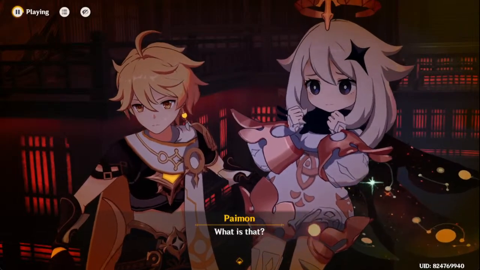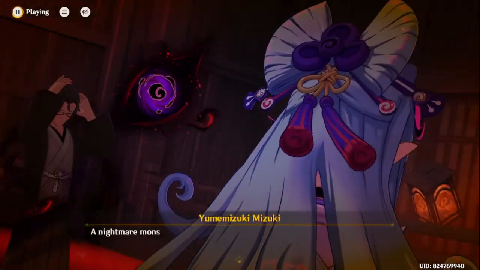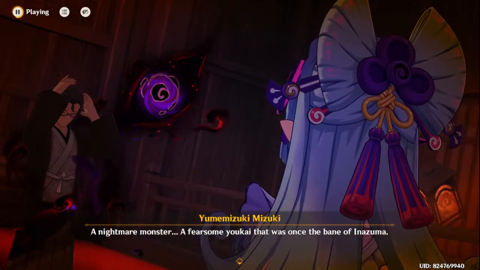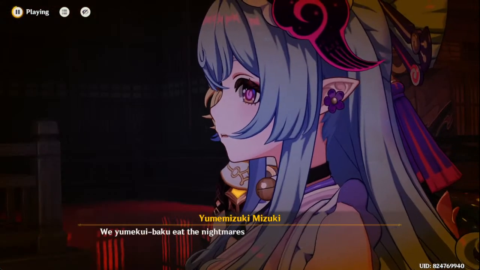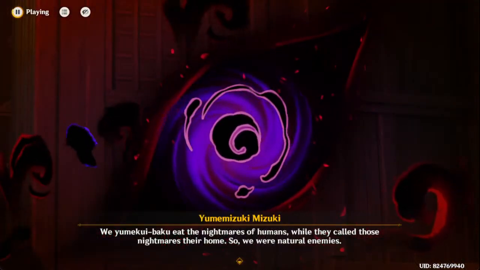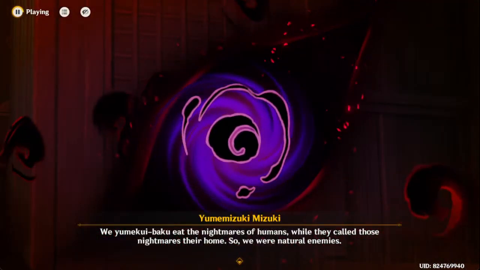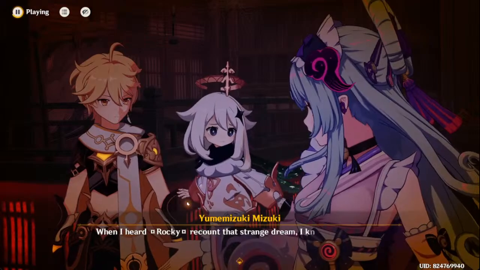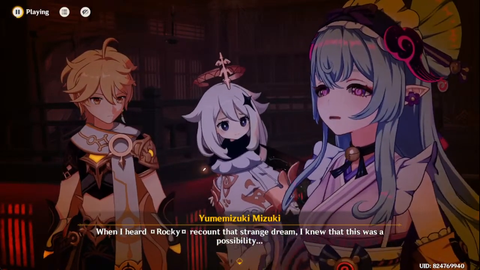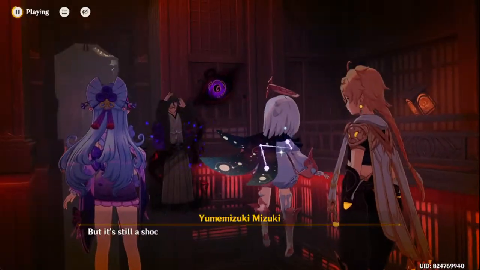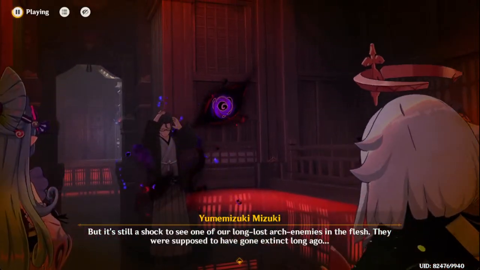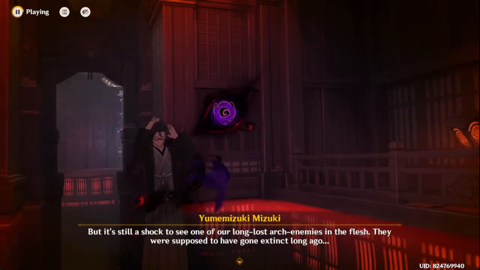What is that? A nightmare monster. A fearsome yokai that was once the bane of Inazuma. We Yumekui Baku eat the nightmares of humans, while they called those nightmares their home. So we were natural enemies. When I heard the traveler recount that strange dream, I knew that this was a possibility. But it's still a shock to see one of our long-lost arch-enemies in the flesh. They were supposed to have gone extinct long ago.